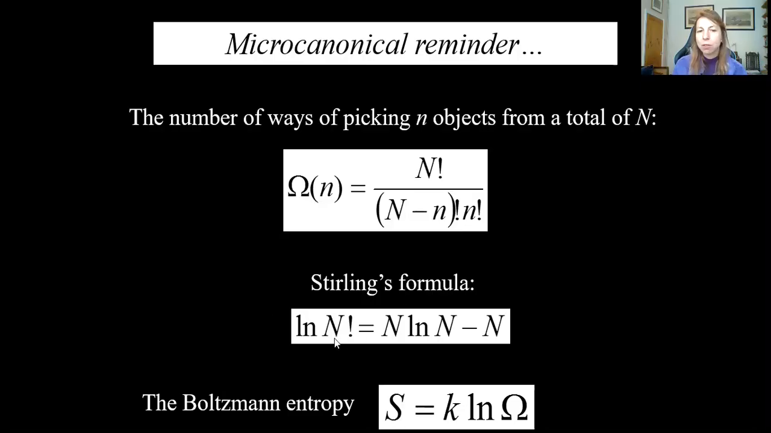We can also use Stirling's formula to get rid of all of these factorials, which are very difficult to manipulate algebraically. And you will notice conveniently that the Boltzmann entropy, which takes the log of the statistical weight, brings these logs in. So we can do that very conveniently, as we're going to see in our example.